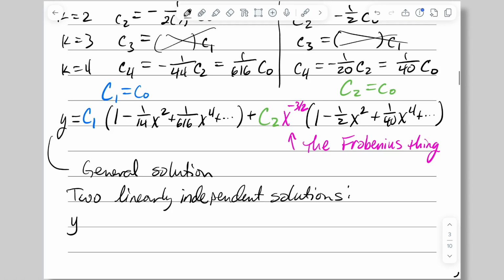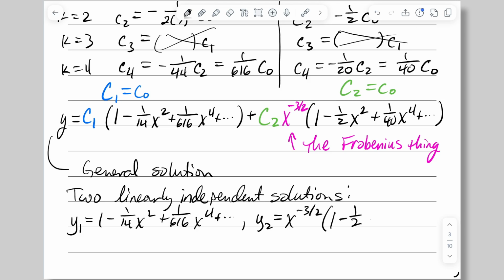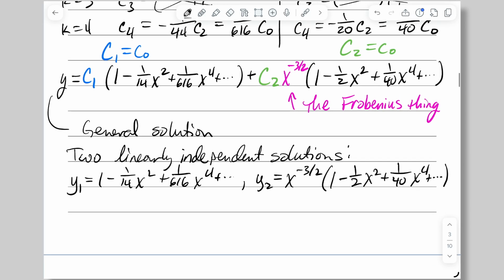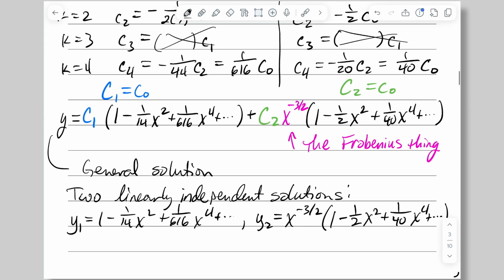Our two independent solutions are y1 equals 1 minus 1/14 x squared plus 1 over 616 x to the fourth plus dot dot dot. And then y2 is equal to this x to the negative 3 halves times 1 minus 1 half x squared plus 1 over 40 x to the fourth plus our dot dot dot. I'd leave it like this, leave that x to the negative 3 halves hanging out there. And this is the method of Frobenius.